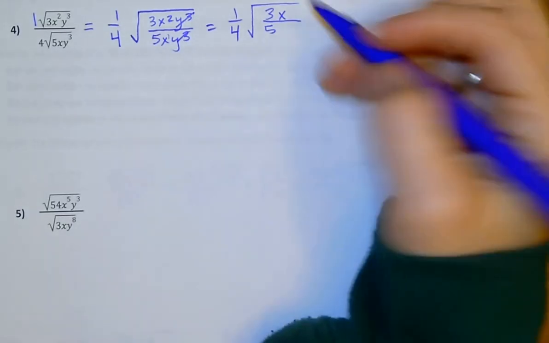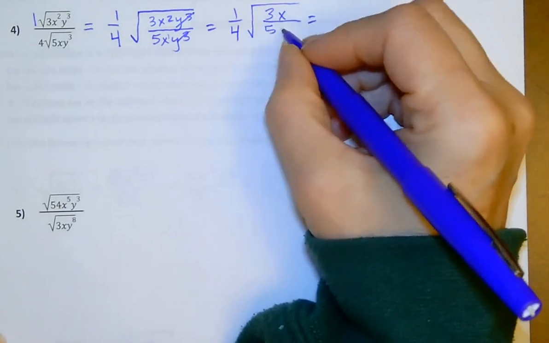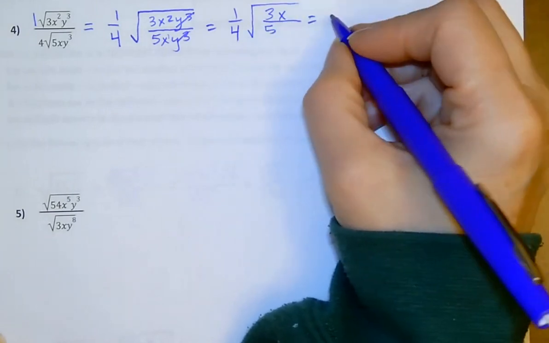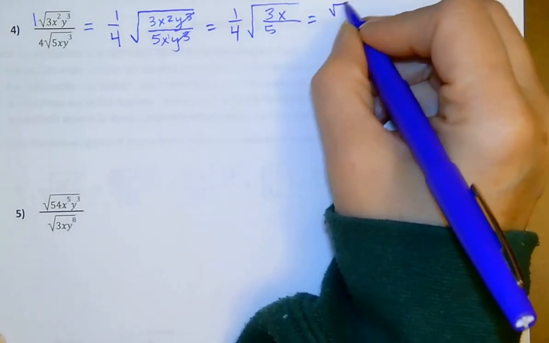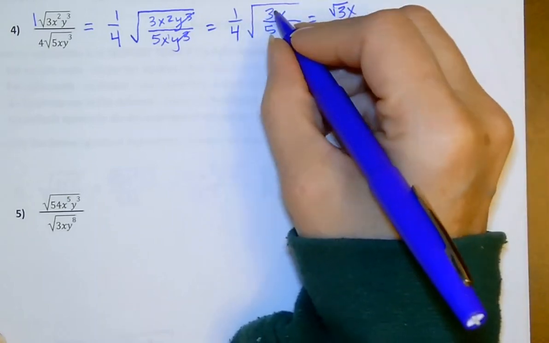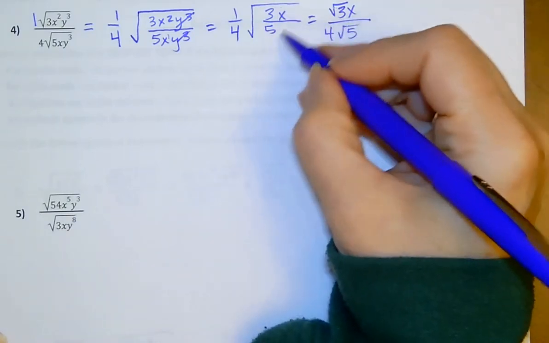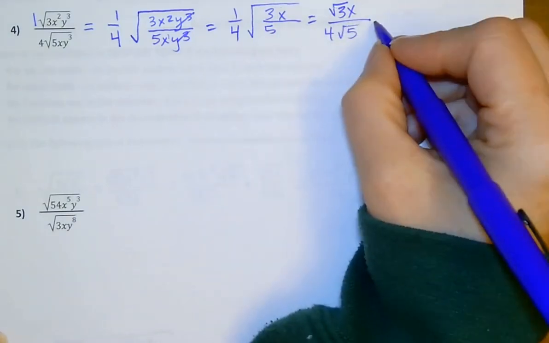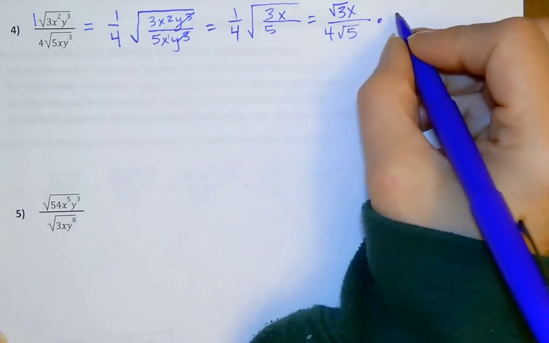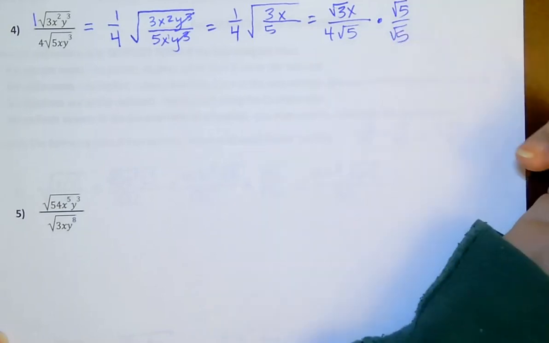Sorry about that. Okay, so now I'm going to use the quotient rule and undo what I just did. So I have the square root of 3x in the numerator. It's 1 times the square root of 3x in the numerator, right? Over 4 times the square root of 5 in the denominator. Just using that quotient rule again. Okay, and I don't want to have a radical in my denominator, so I'm going to multiply by the square root of 5 over square root of 5 here.